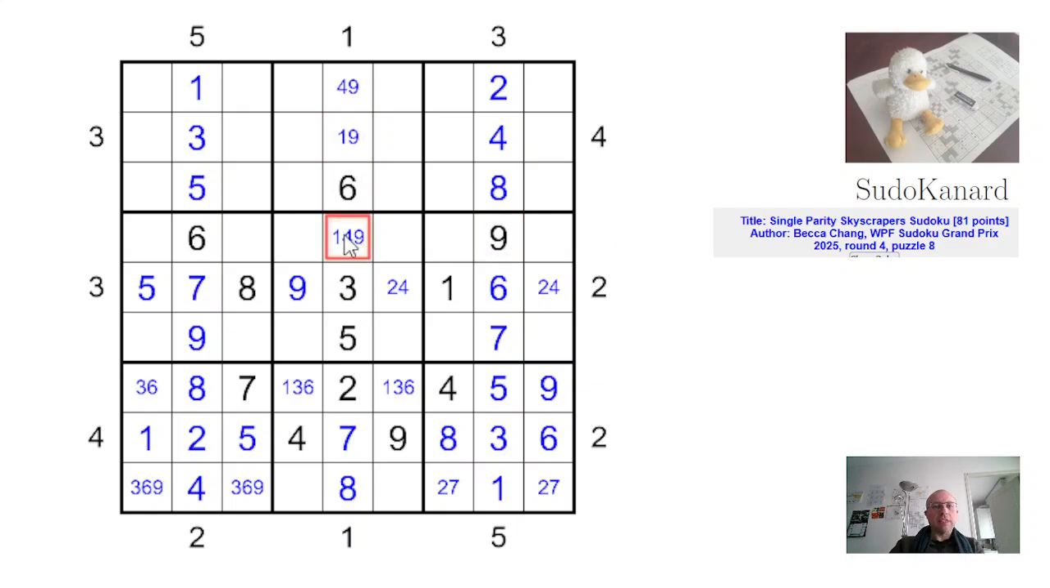Oh, actually, this is not a 9. So I think that this clue here gives us absolutely nothing. So we have to find something else. We are left with this 4 and this 3.